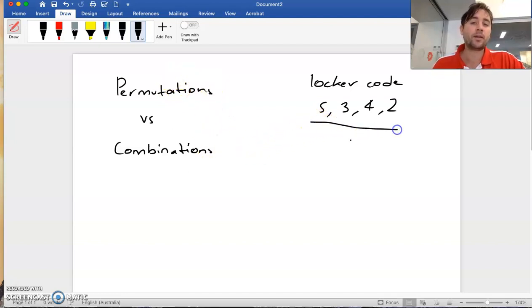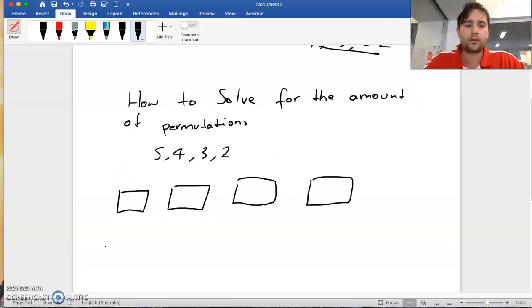Permutation cares about the order of the data set. If it was a combination, we could use any combination of these numbers, let's say 4, 3, 5, and 2, and that lock would actually open. So this is a specific permutation. Permutations care about the order of the data set. Now we're just going to think about how to solve for the amount of permutations.